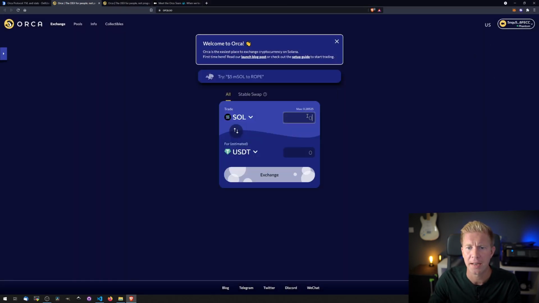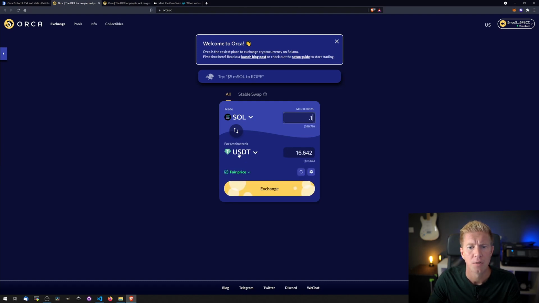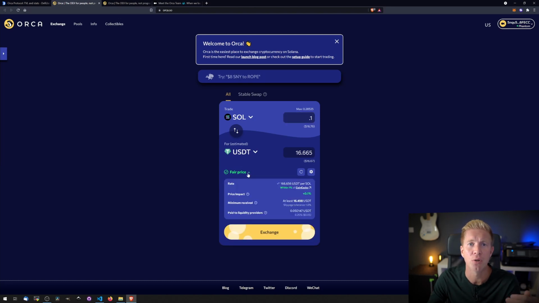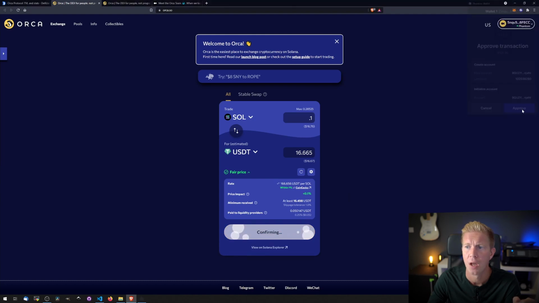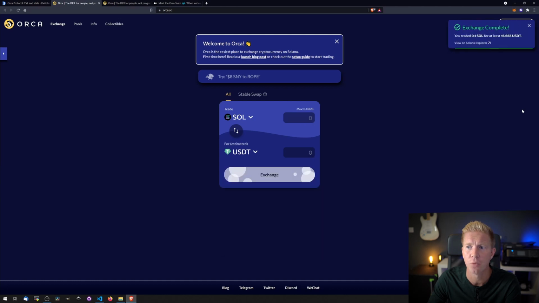I'm going to go ahead and swap 0.1 Sol for $16 Tether. One interesting thing about Orca is they check for this fair price. That does a check on CoinGecko to make sure the token is valued correctly in the liquidity pool. It also checks for slippage within your tolerance, which is normally 1%. So we're getting a fair price on that. Let's go ahead and exchange. Approve the transaction in the Phantom wallet, and there we go.